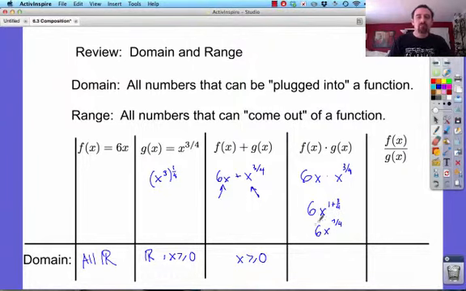Okay, now I can take anything to the 7th power. That's okay. But again, the problem here is I cannot take the 4th root, because that's what 1 over 4 is, or 7 over 4. I cannot take the 4th root of a negative number, so this is again all positive numbers.